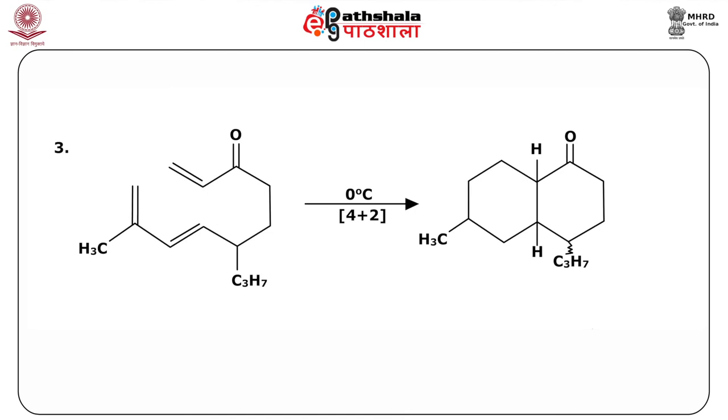Reaction 3 is an intramolecular Diels-Alder reaction. Since the diene and dienophile are joined by a chain of atoms, the resulting 4 plus 2 cycloaddition actually forms two new rings, one from the cycloaddition and the other from the linking chain. Once again, the addition is stereospecific, ignoring the isopropyl substituent, the ring fusion being cis and endo.